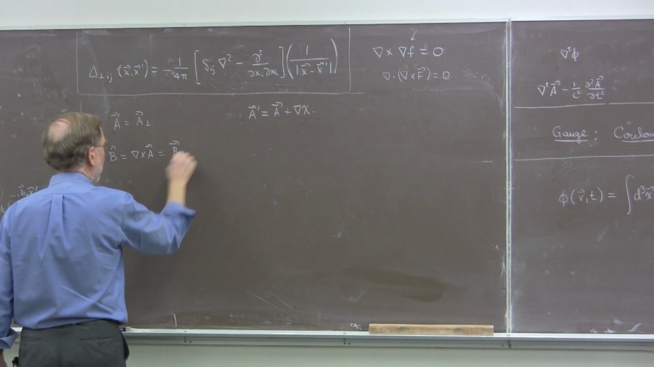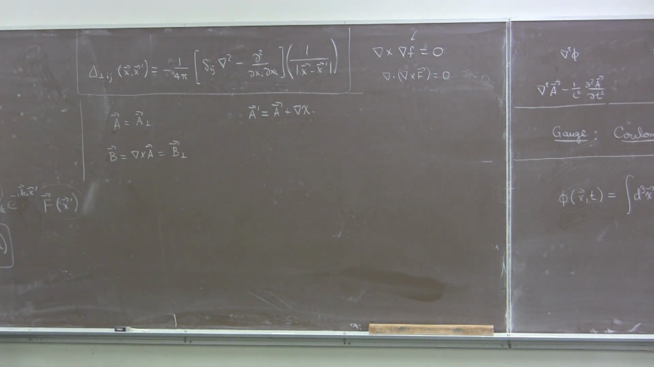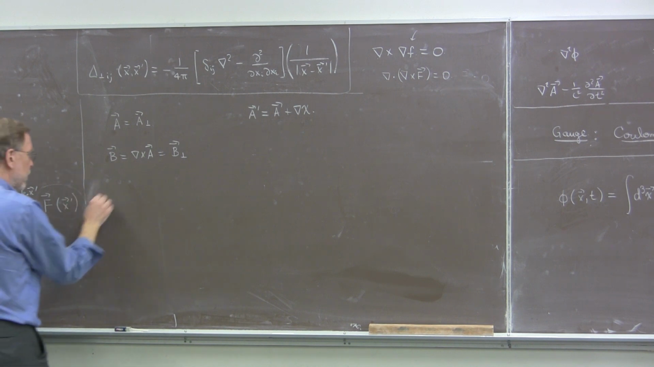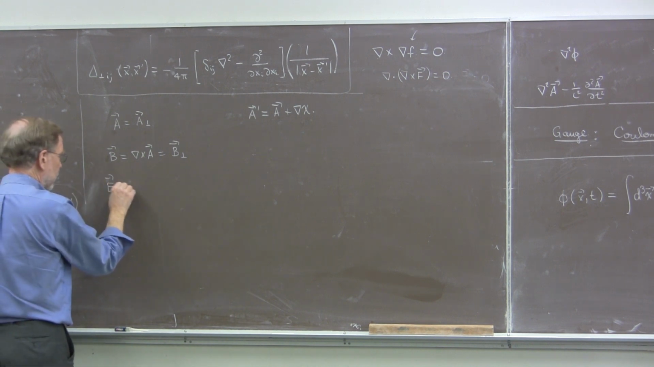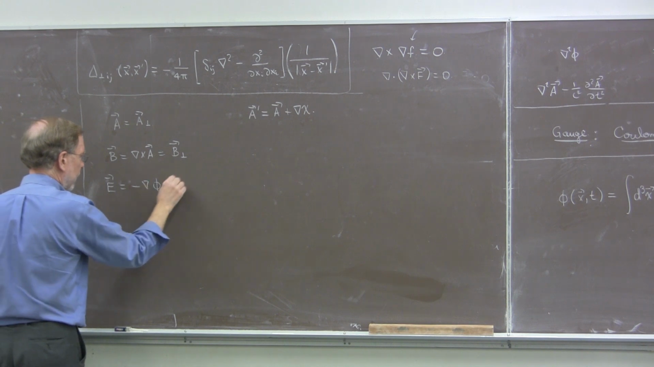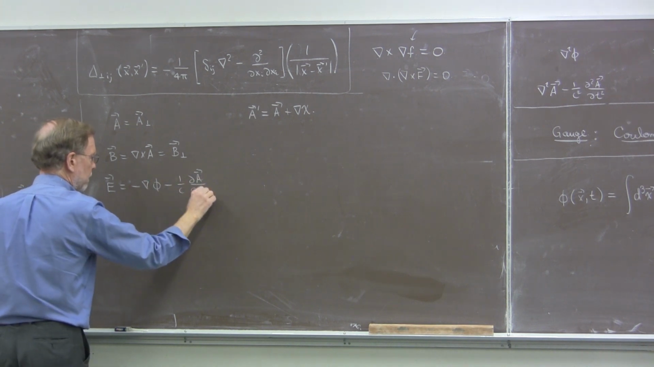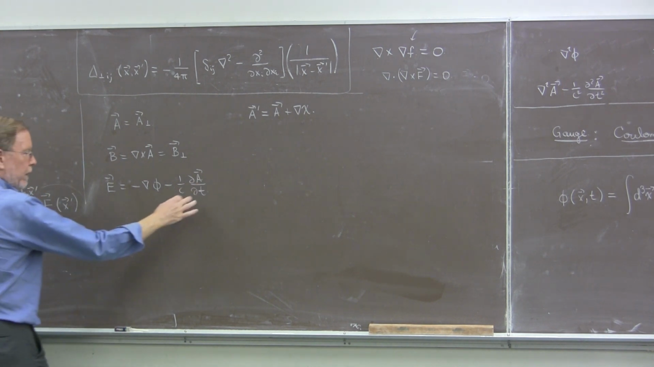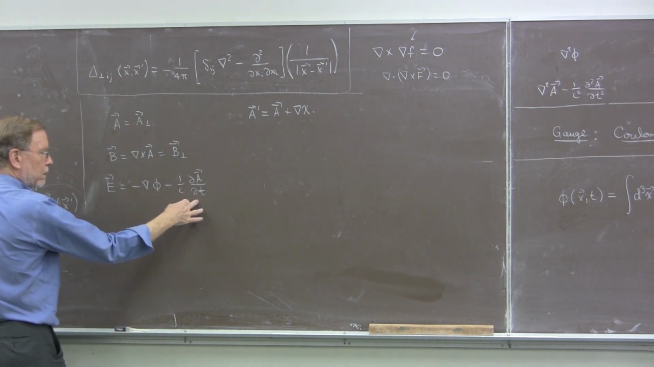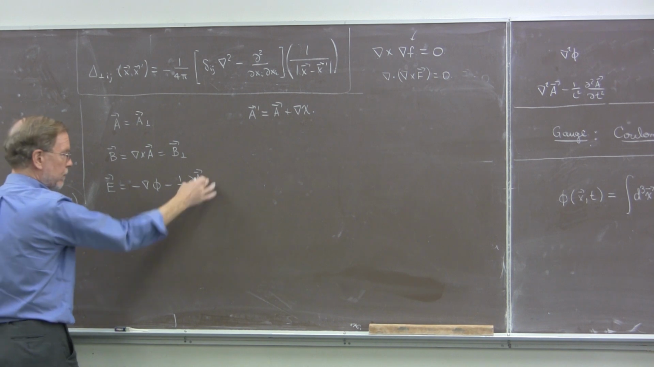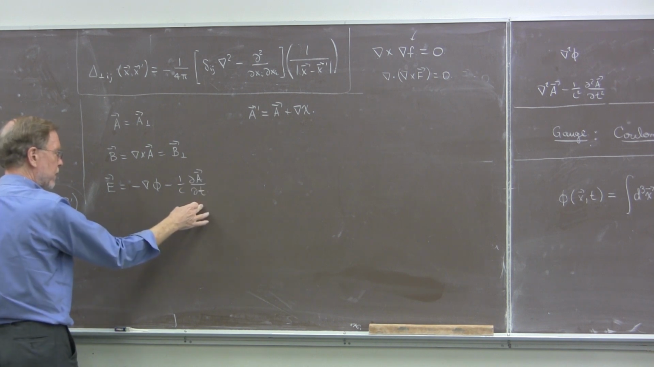purely transverse, always. There's never any exceptions to that. The magnetic field is transverse. What about the electric field? It's minus gradient phi minus 1 over c dA/dt. If we work in Coulomb gauge, then the second term is purely transverse, because A is purely transverse. That's what Coulomb gauge does.